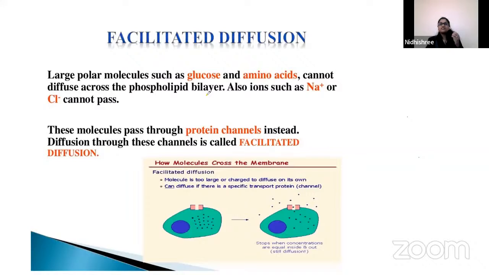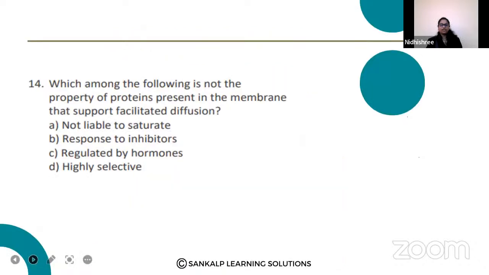Okay, why? Because these molecules will be large. See here, the molecule is too large or charged to diffuse on its own through the plasma membrane. That is why it can diffuse only if there is a specific transport protein or a protein channel. Okay, this is regarding facilitated diffusion.